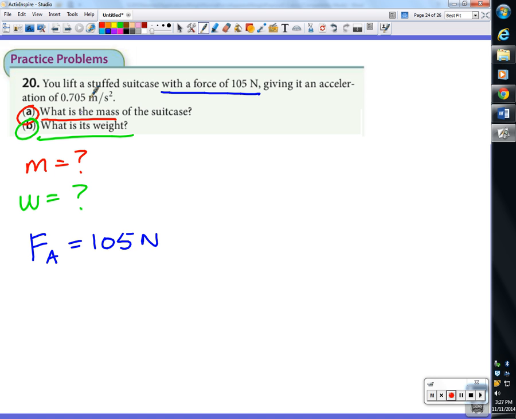And then we give it an acceleration of 0.705 meters per second squared. Again, that's the magnitude. Let's wait for the free body diagram before we give it a direction. So, in this case, they have not provided us with a picture, so it's beneficial for us to draw our own free body diagram.